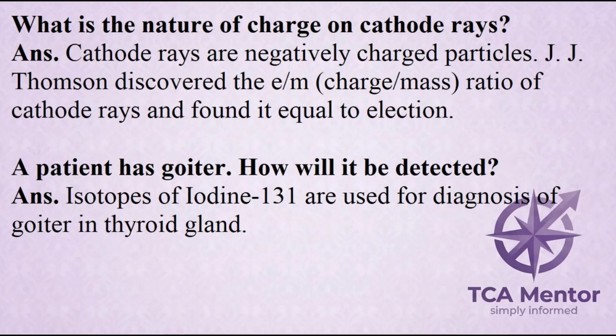A patient has goiter. How will it be detected? Answer: Isotopes of iodine-131 are used for diagnosis of goiter in the thyroid gland.